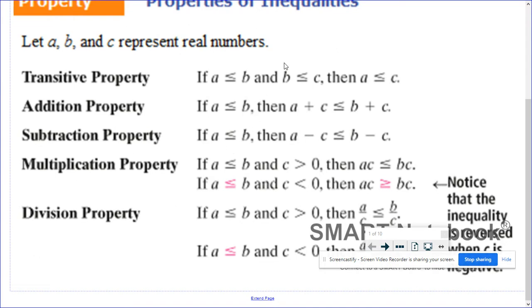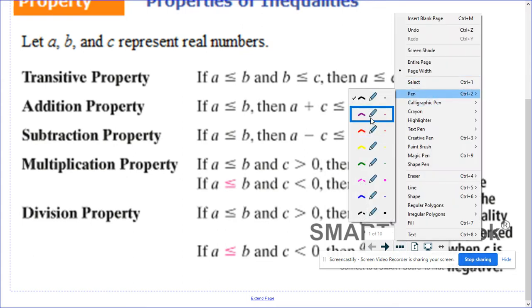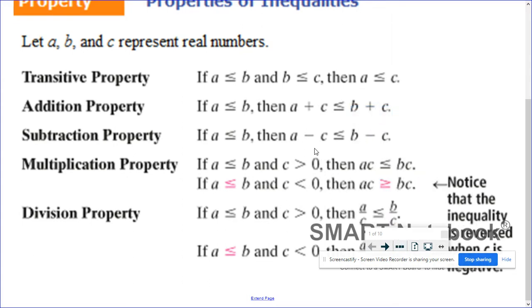If you add something to both sides of an inequality, then it will be the same on both sides, right? So if A is less than or equal to B and you add C to both sides, it's still less than or equal. Same thing with subtraction, same thing with multiplication and division, with one main difference. The main difference has to do with if you multiply by a negative.